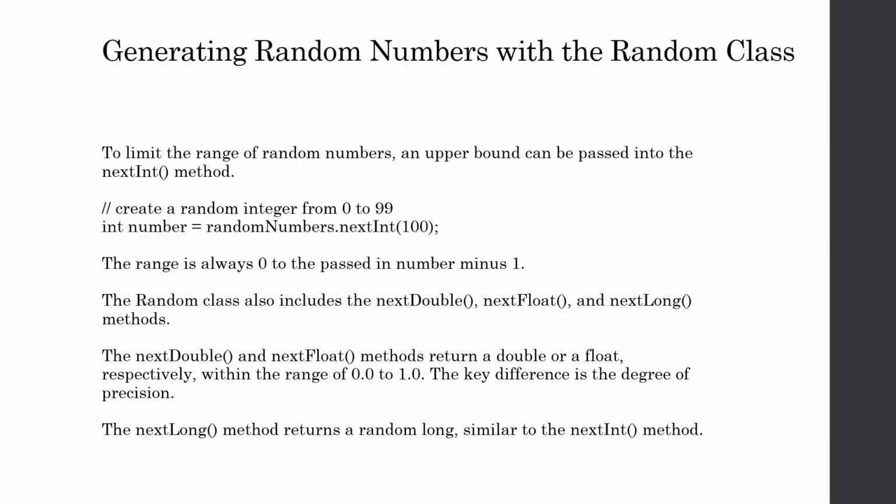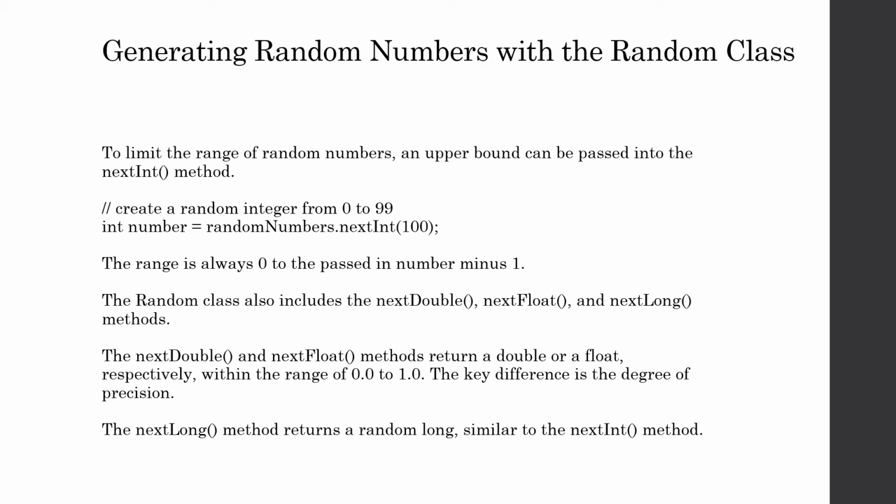In addition to that, it's also going to include things like the next double, next long, and next float methods. The next double and next float methods will return a double or a float respectively. Specifically, they're going to be within the range of 0.0 up to 1.0. So essentially, it's going to be a decimal number. The key difference is going to be the degree of precision. So again, remember that floats have, I believe, 7 for their precision, so up to 7 decimal places. And then doubles have about twice that, so they go to 15 decimal places for their precision. So that'll be the key difference if you use one of those two methods.